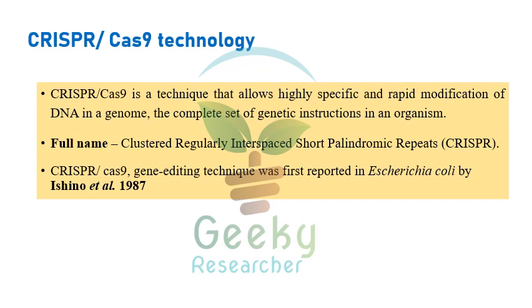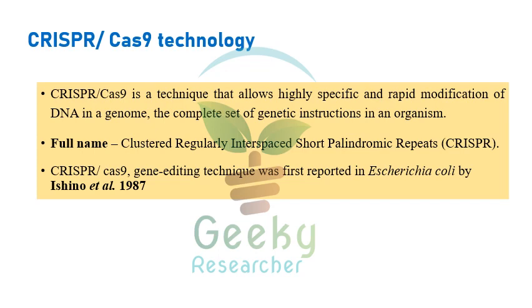CRISPR, clustered regularly interspaced short palindromic repeats. It is called short palindromic repeats because the DNA sequence is repeated again and again at the adjoining sites, and the sequence extends. So CRISPR-Cas is the most advanced technology for genome editing.